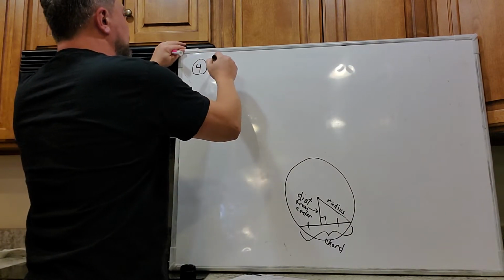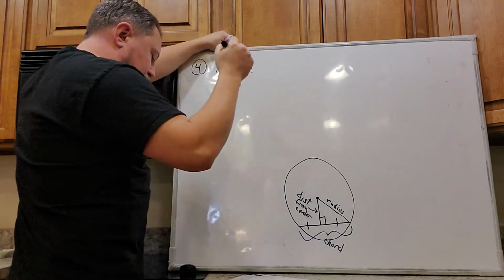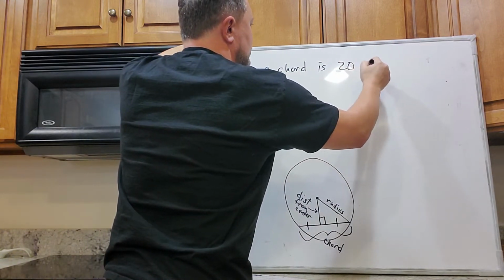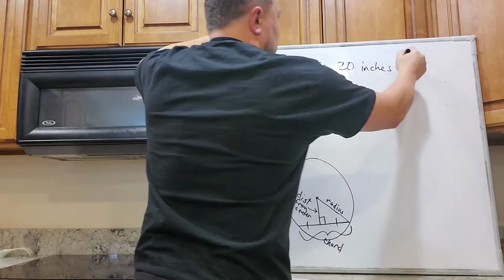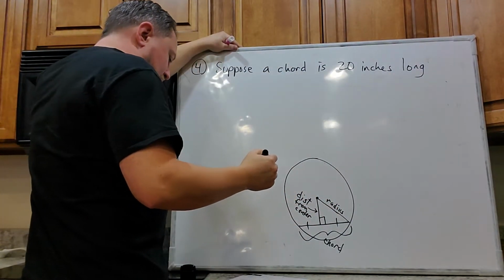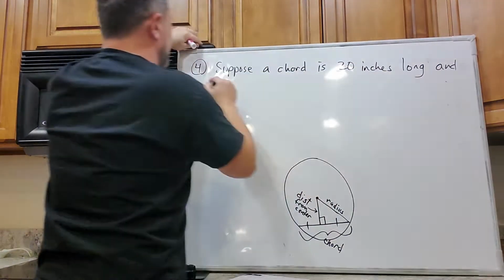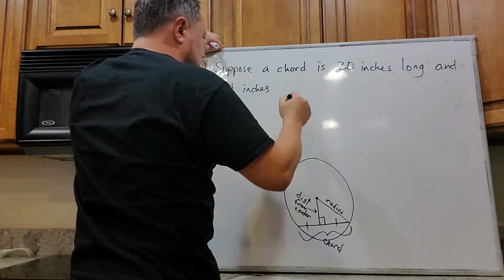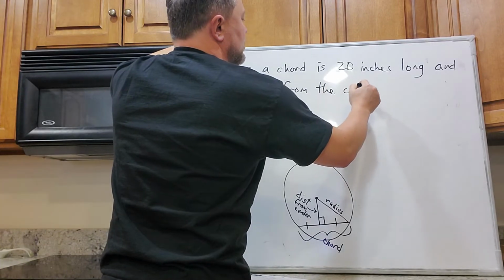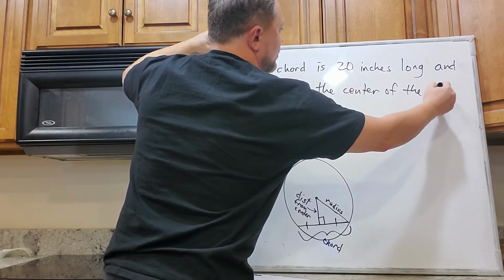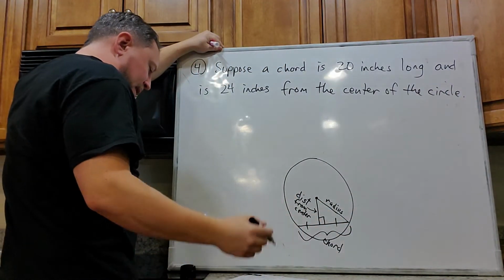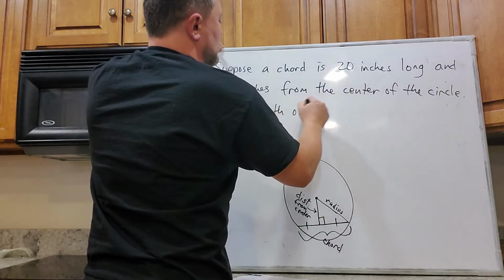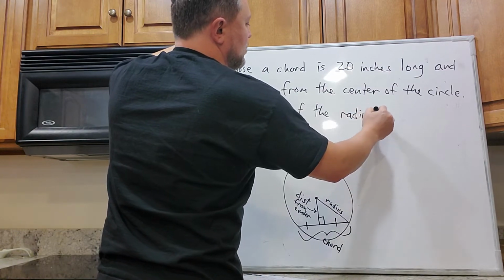So for this fourth problem, suppose a chord is 20 inches long and is 24 inches from the center of the circle. Find the length of the radius.